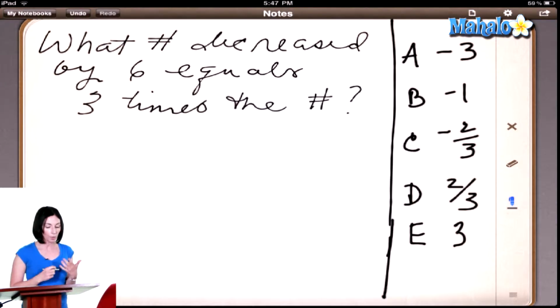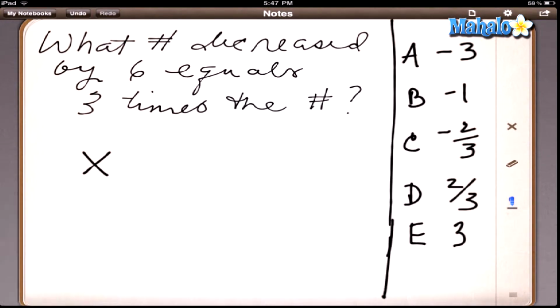So let's look at the sentence. There's a way you can translate sentences into math equations. So let's do that with this problem. So it starts off with what number. So we don't know what it is, right? So let's call it something. Let's call it x. Okay? It says what number decreased by 6. What do you think decreased by 6 means mathematically? How would you decrease something by 6?